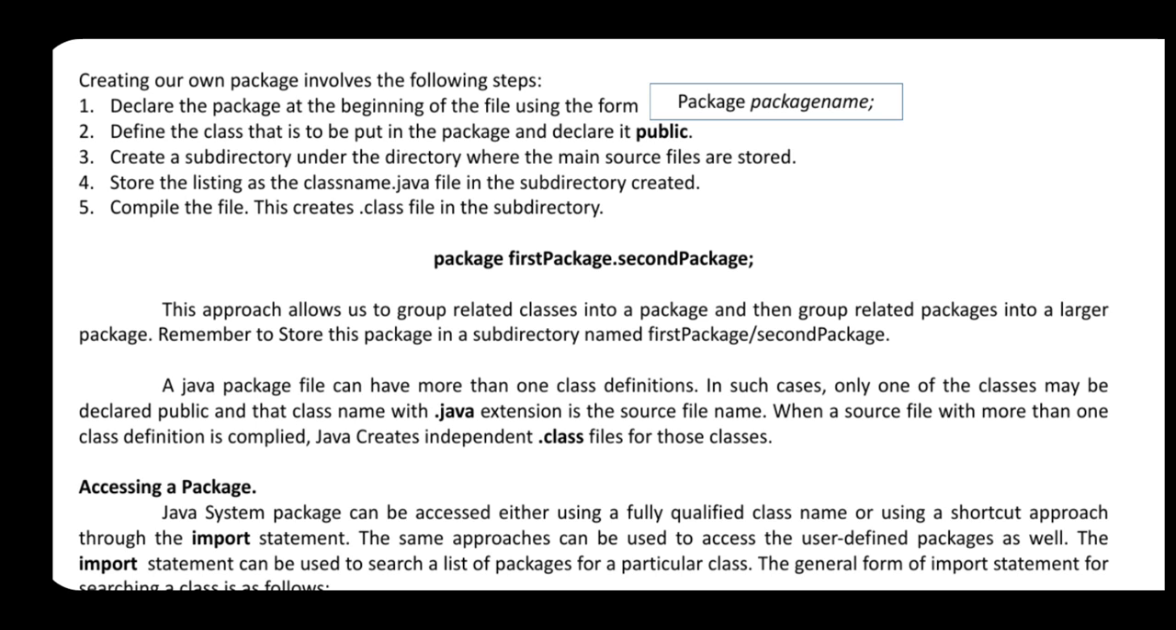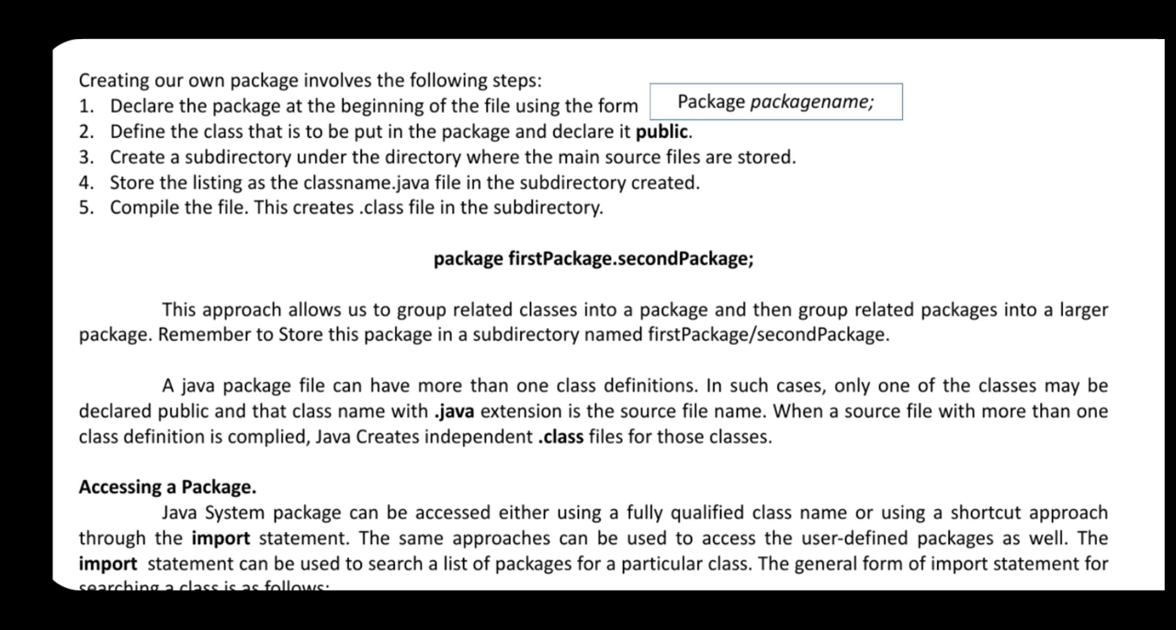Define the class that is to be put in the package and declare it as public. Whenever you want to create your own packages, the class name should be in the form of public only, because that class or anything you are going to write within that package will be used in different programs. So to access from one package to another program, each and everything should be defined with public.